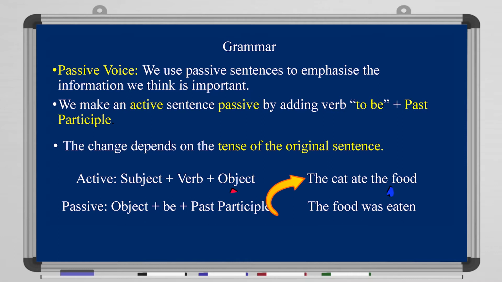So, in the first sentence, the food was the object. We put it at the beginning. We put verb to be, which is was, here. Why did we put was? Because it's in the past simple. You're going to look at it now. And then the verb, which is eat, turned into the past participle, which is eaten. The cat is removed from the sentence. I don't need to know who. I just need to know what happened. The food was eaten. That's it.